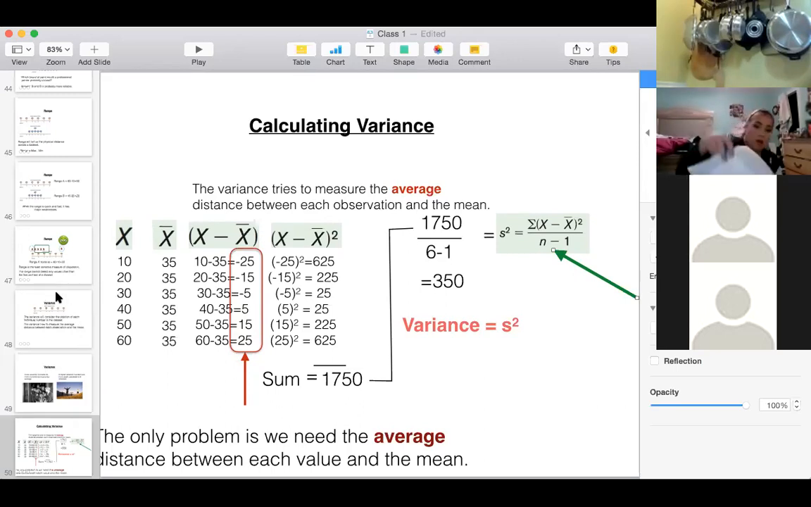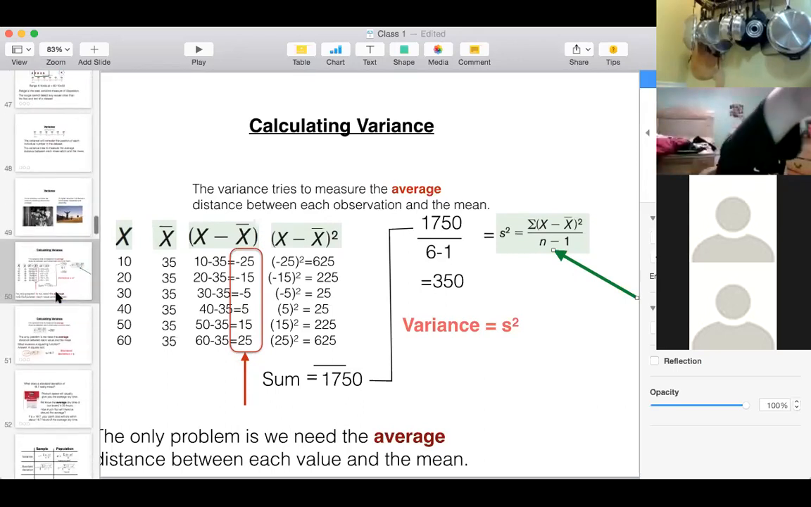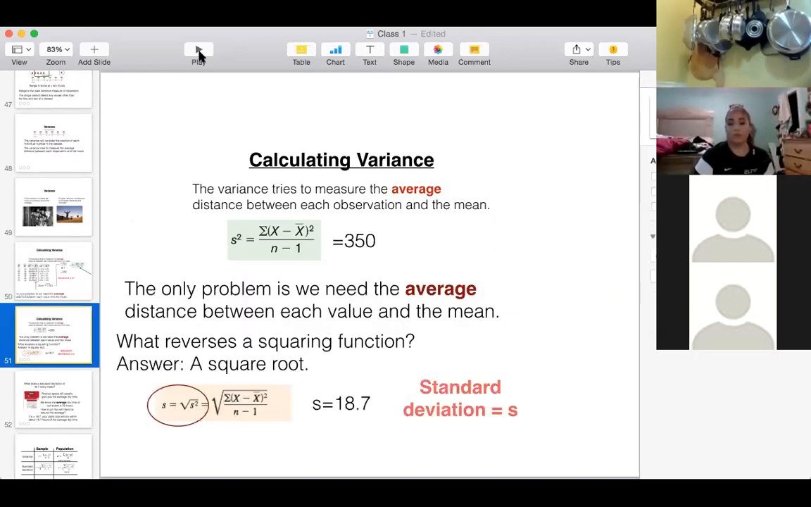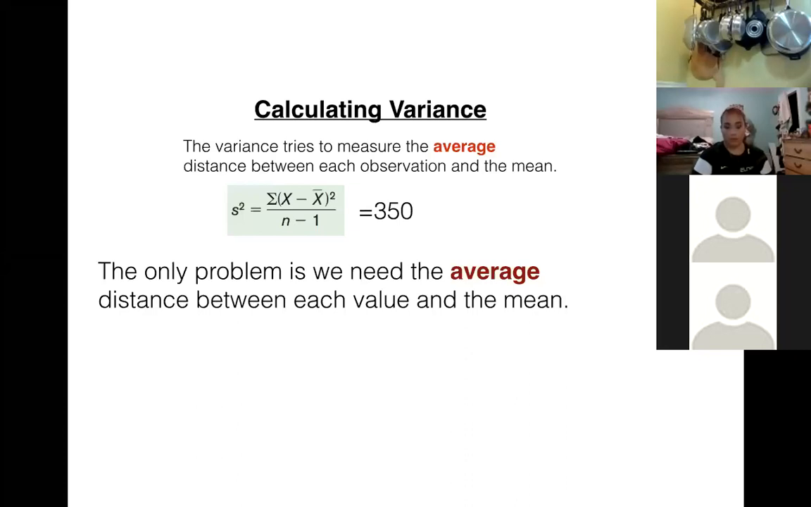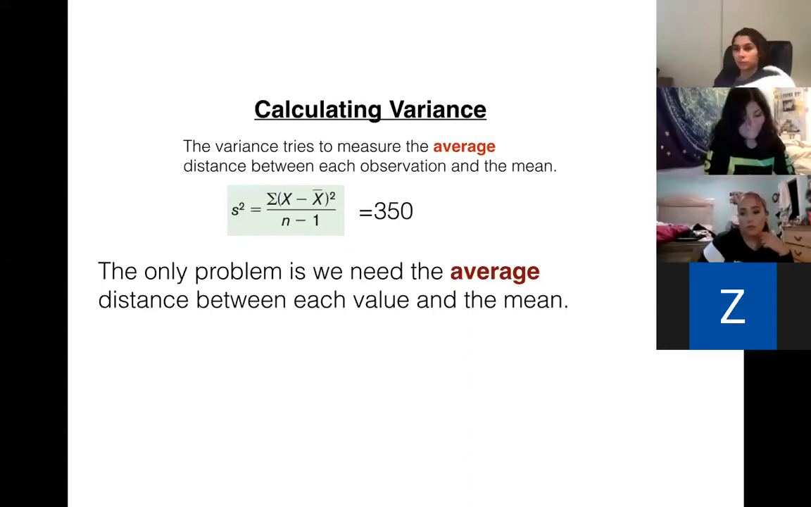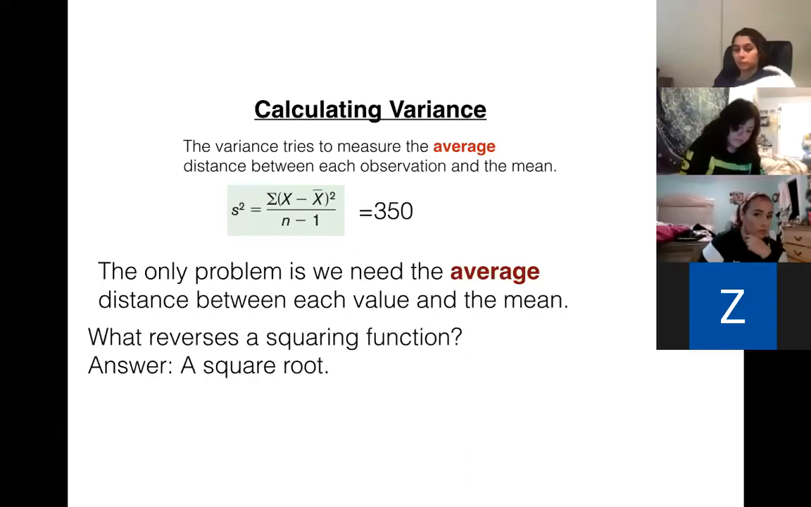Let's just talk about what in the world a variance of 350 actually means, because we calculated it out, but what is that telling us? Remember when we started, we were using the variance because we needed to know the average distance between each value and the mean. And we ended up with the average squared distance between each value and the mean. So that 350 was the average squared distance between each number and the mean.